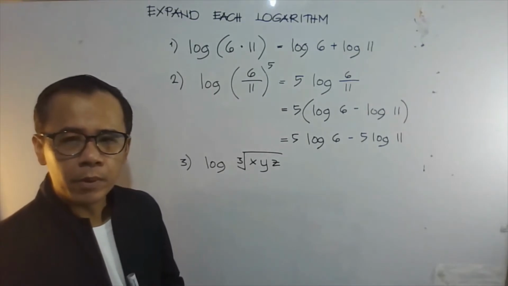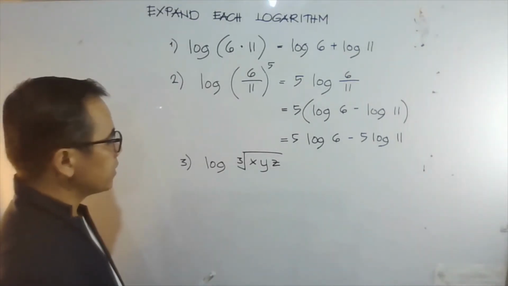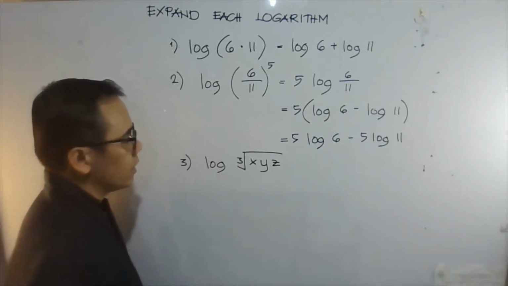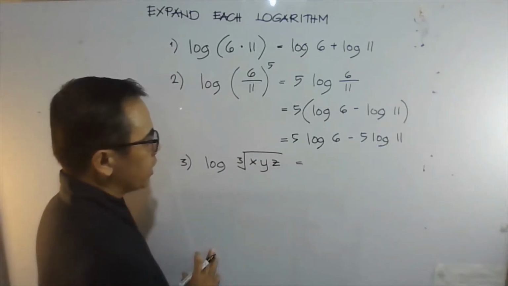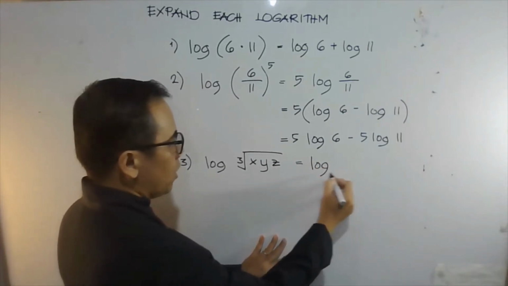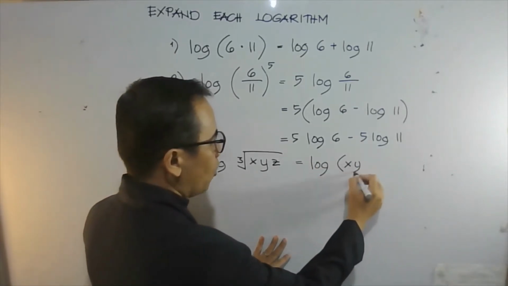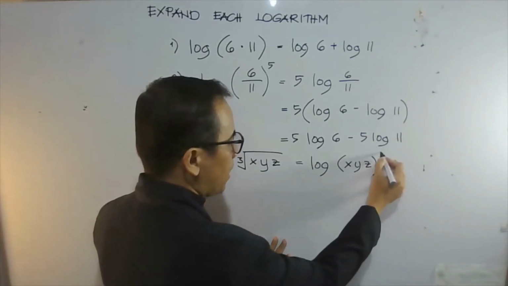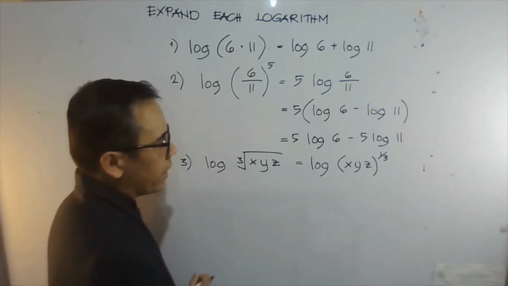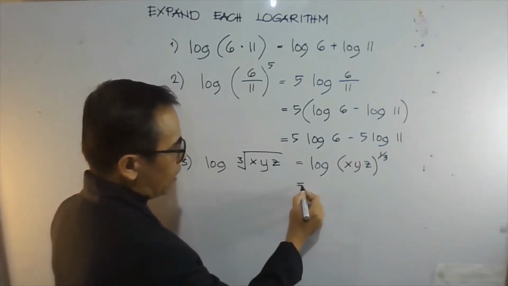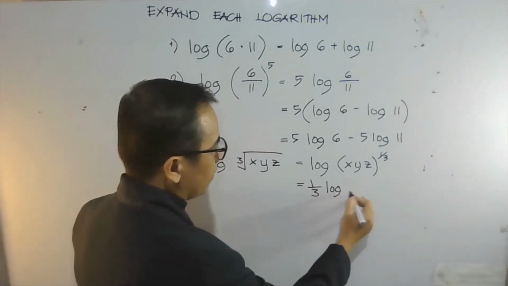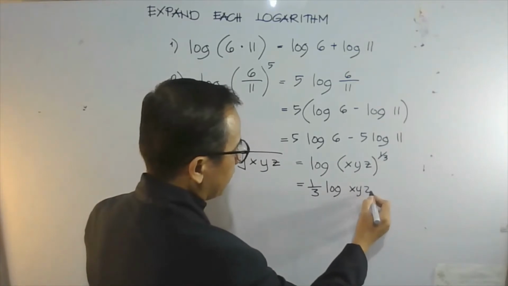We have our third problem here wherein we are asked to expand the logarithm of the cube root of x, y, and z. So this is now equal to, let's remove first the radical sign, the log of x, y, and z raised to the power of 1/3. It is because this is a cube root. Okay, so applying the power rule, it is now 1/3 multiplied to the logarithm of x, y, and z.